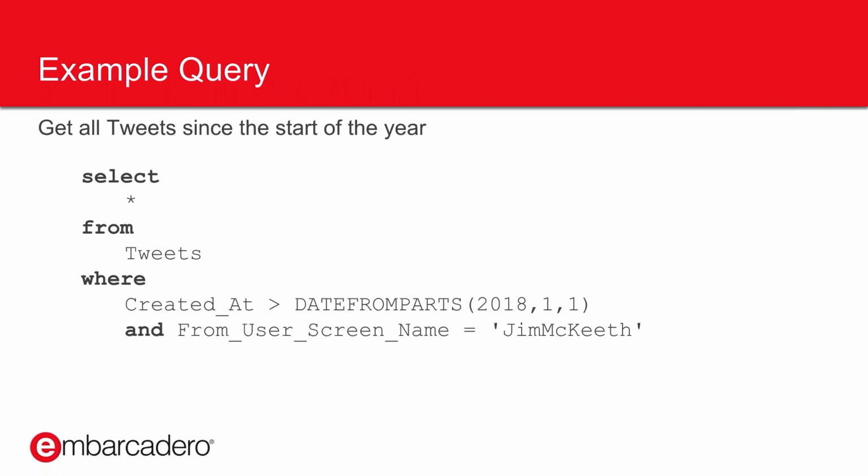So here's an example query. We're going to select star from tweets, and we're going to specify greater than a certain date, and specify the from user screen name. If you don't do this, it's going to give you all the tweets from everybody, which may or may not be what you're trying to accomplish.